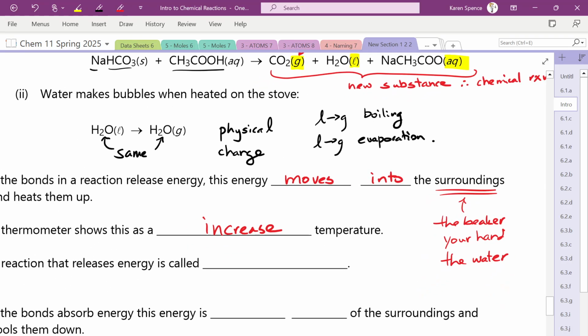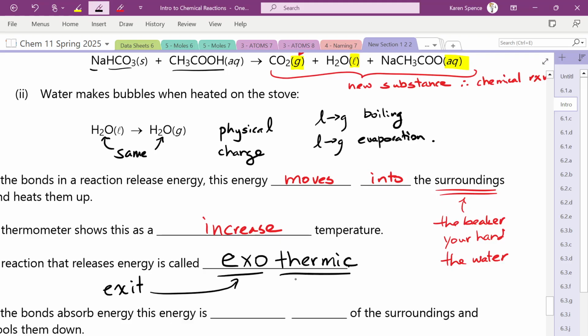And a reaction that releases energy is called exothermic. Exo, exit. Thermic, heat. Exit, heat. Heat is transferred to the surroundings.